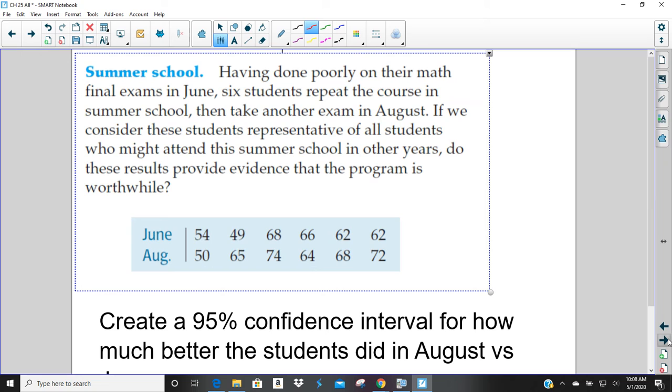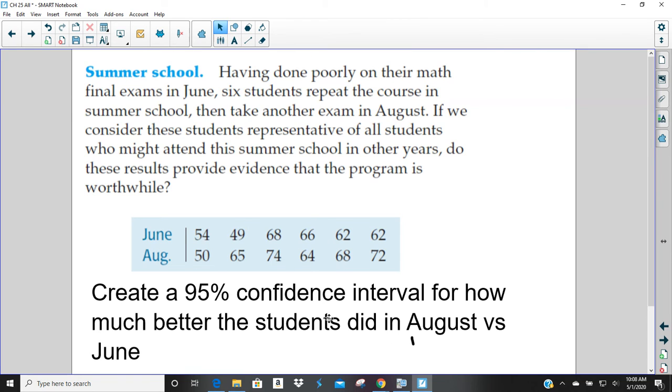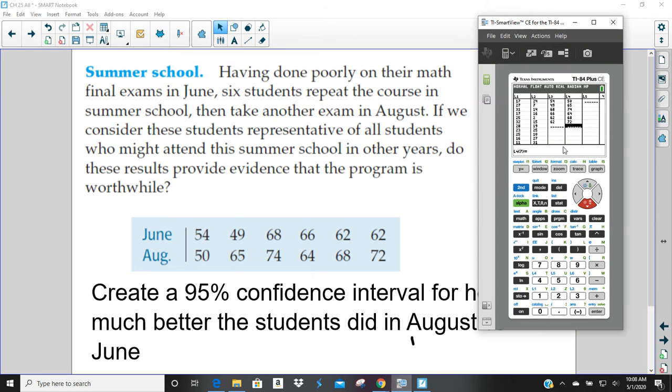So this was the example of the students that had to repeat the course. I'm going to start by creating a 95% confidence interval of how much better the students did in August versus in June. So let's follow along with your calculators, please. I'm going to go to my calculator. I put my data into L3, L4. You can put yours into L1, L2. I made my L3 June and my L4 August.